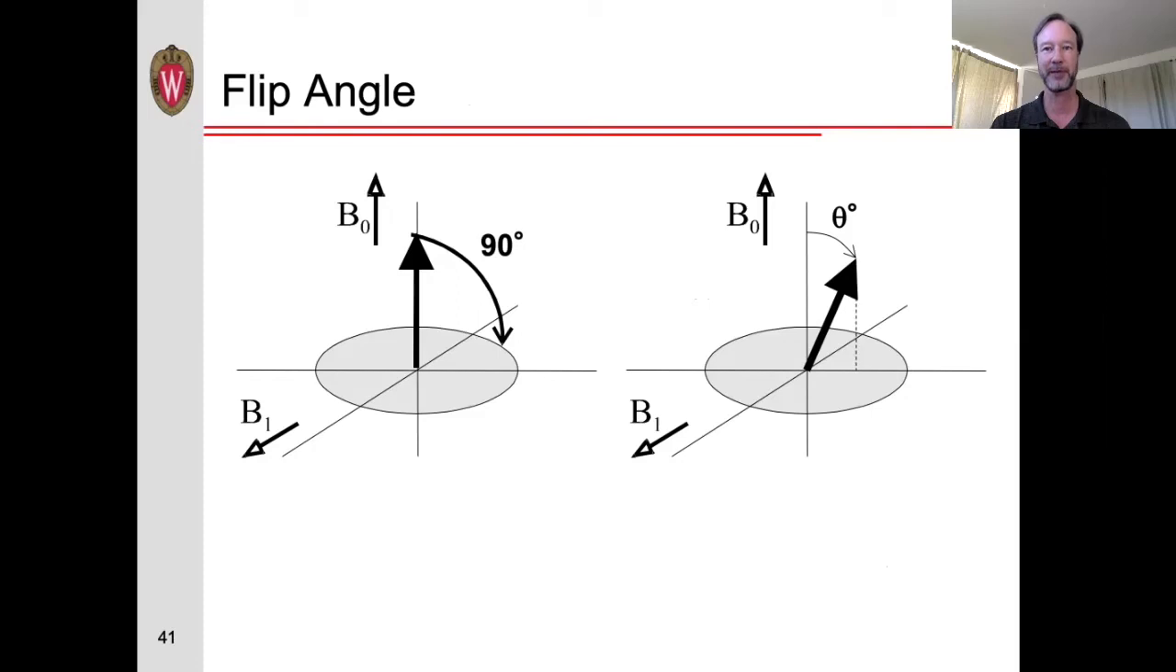Another important variable is the flip angle. In the previous examples, I was showing an RF pulse that tips the magnetization by 90 degrees, fully into the transverse plane. However, we can also tip the magnetization by a smaller or larger amount. How far we tip the magnetization is called the flip angle.